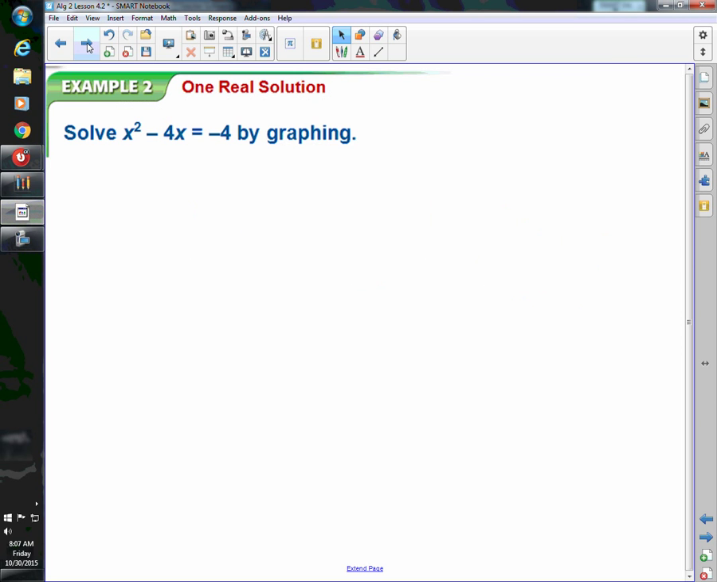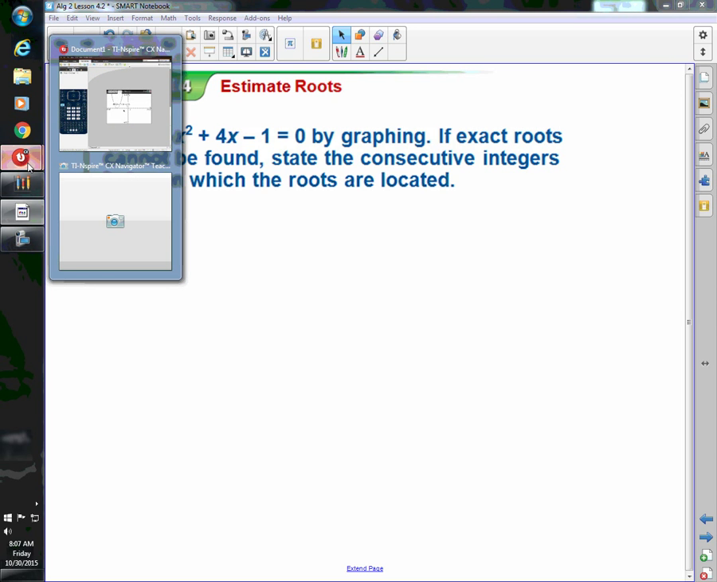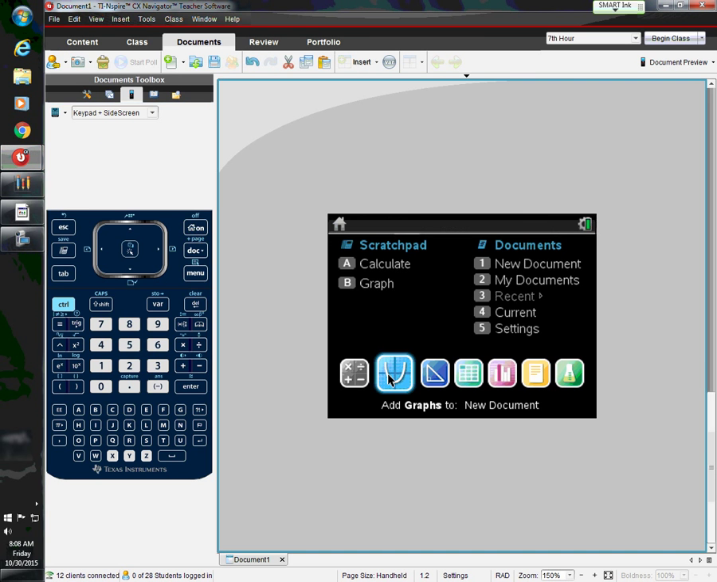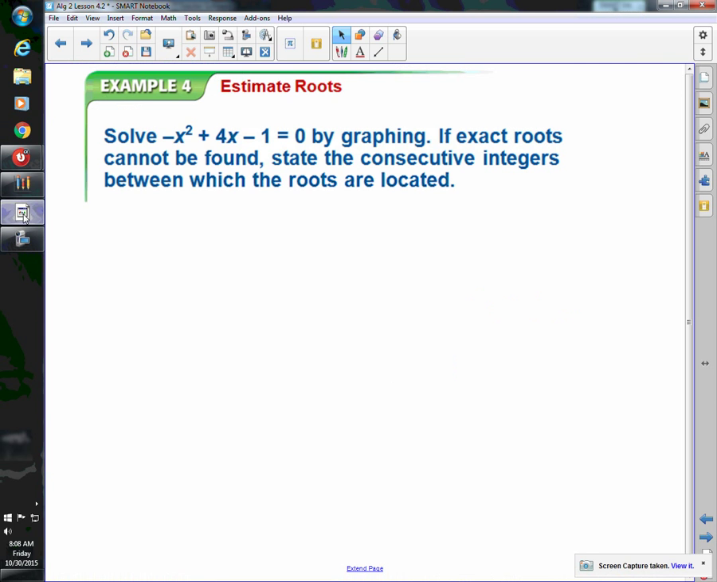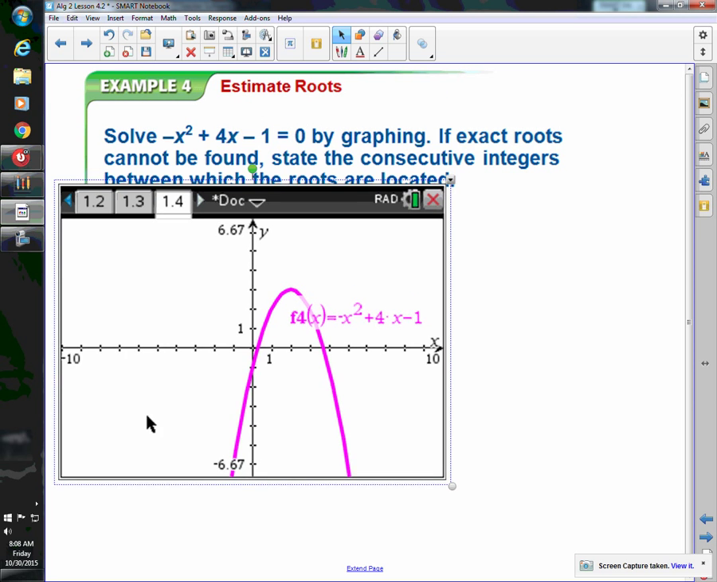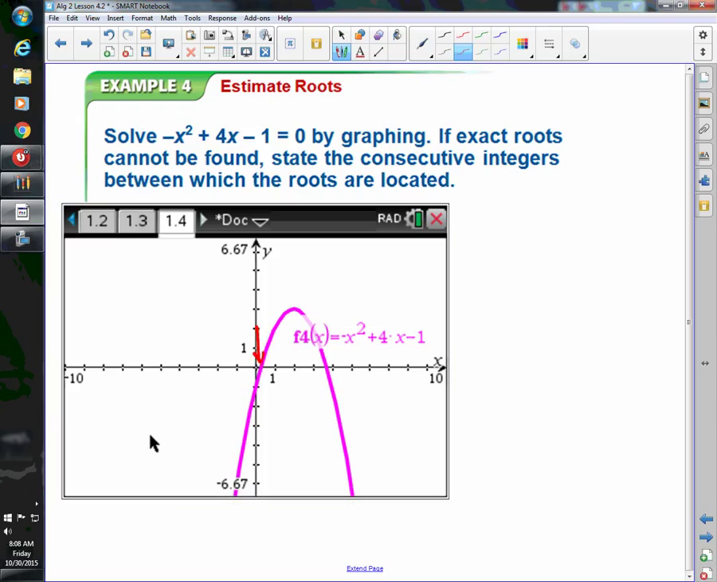Okay, so let's just jump right over here and take a look at something else that could happen. On this one, -x squared plus 4x minus 1. -x squared plus 4x minus 1. Now, as you can see on this one, it's not clear to see where the roots lie. But we do know that one of our roots lies right there. And then the other root lies right over here.